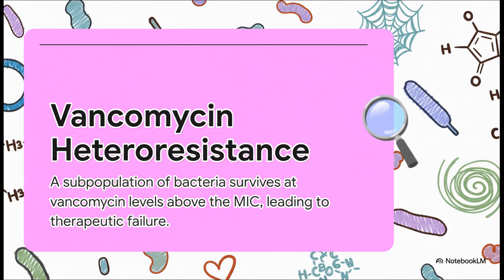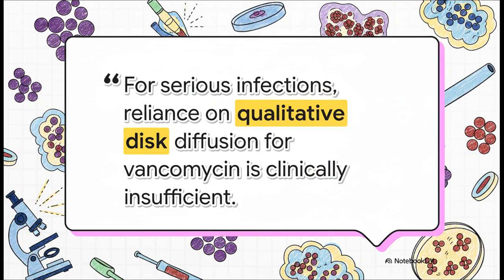Imagine a wolf in sheep's clothing. The lab report might come back saying the bug is susceptible to vancomycin, but hidden in that population is a small group of resistant cells, just waiting for their chance to take over and cause the patient's treatment to fail. And this is a major wake-up call for all of us working in the lab. According to guidelines like EUCAST, we just can't rely on simple disc tests for vancomycin anymore, not for this bug. We have to up our game. We need to be determining a quantitative MIC and using those established breakpoints to unmask this hidden resistance. It's absolutely critical for our patients.